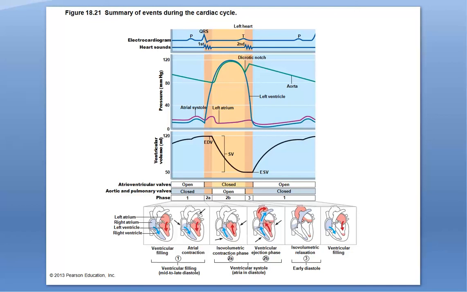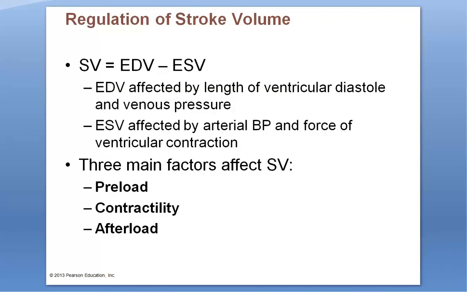Question 17C, list the three main factors that affect stroke volume and explain those factors. And here's the answer to 17C. Stroke volume is the amount of blood ejected by the ventricles per heartbeat, per heart contraction. That is end diastolic volume, meaning the amount of blood that's in the ventricle before contraction, minus end systolic volume, the amount of blood that's left after contraction.